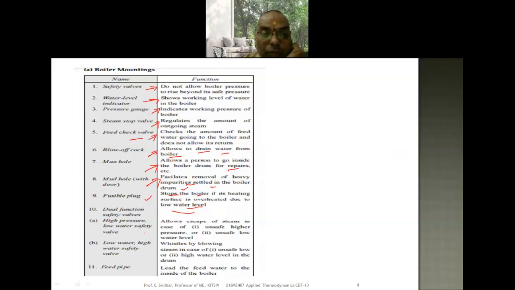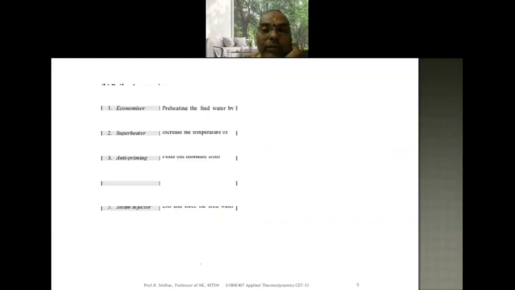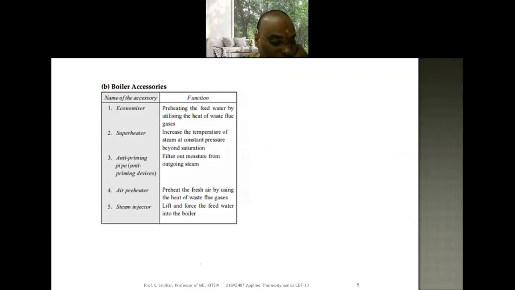The dual function safety valves are the high pressure, low water safety valve, which allows escape of the steam in the case of unsafe higher pressures or unsafe lower water levels, and the low water and high water safety valve, which whistles by blowing steam in case of an unsafe low or high water level in the drum. The feed pipe is nothing but a pipe that leads the feed water to the inside of the boiler. These are the important components of the boiler mountings.